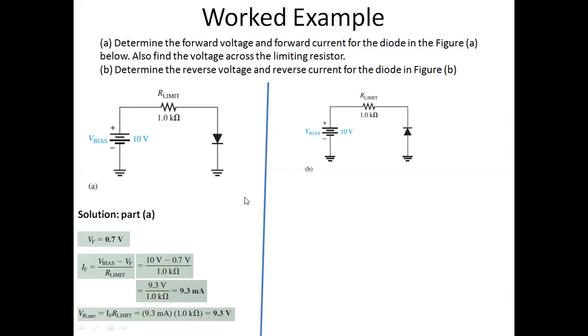So we look at part B of that question, where we are asked to determine the reverse voltage and reverse current for the diode in figure B. Now, usually we are interested in what we call the practical diode model, where we assume in reverse bias, no current is flowing. So the reverse current is zero.